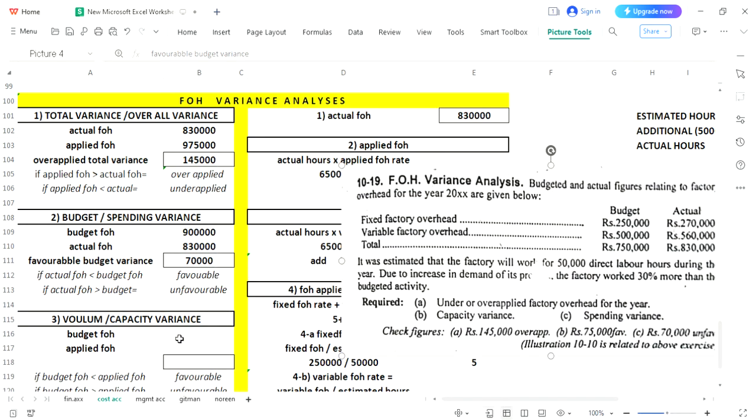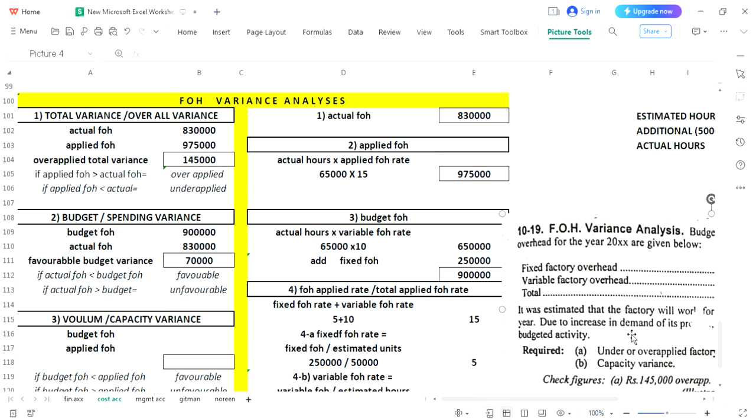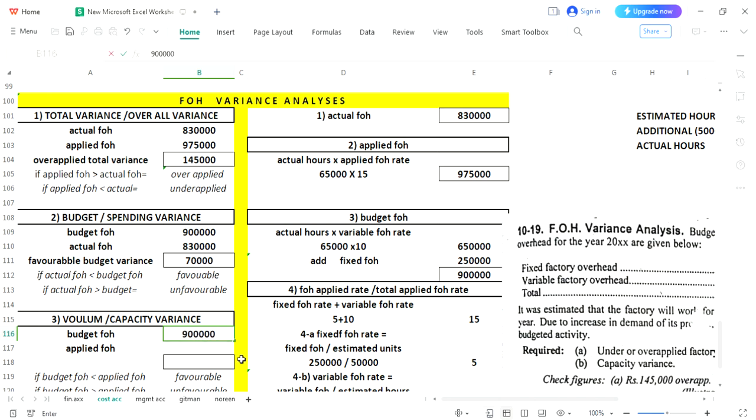The third requirement is volume variance, for which you need your budget FOH, and budget FOH was calculated at third spot. You can see supporting calculation. Third budget FOH is 9 lakh. So put 9 lakh over here. And now you need applied FOH. On second spot of supporting calculation, you have calculated applied FOH, which is 9,75,000. It's time to calculate its variance.